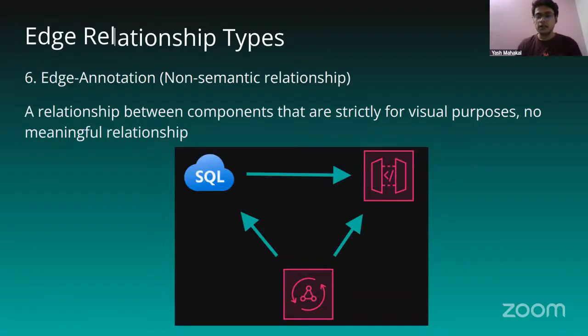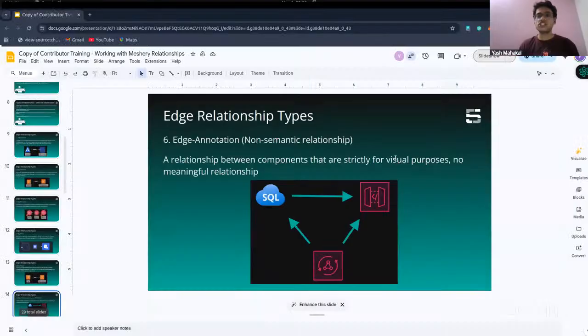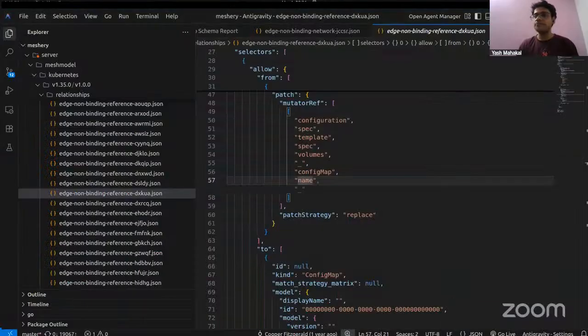Now, let's take a look at some of the relationships in the code base. For example, we have some of the relationships for them.